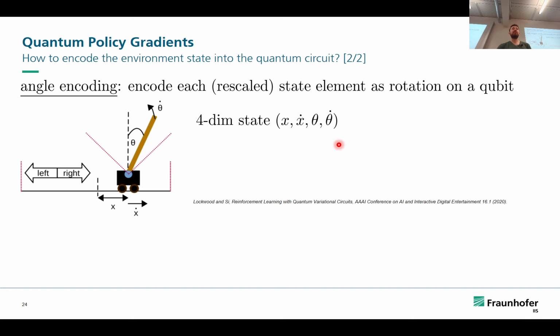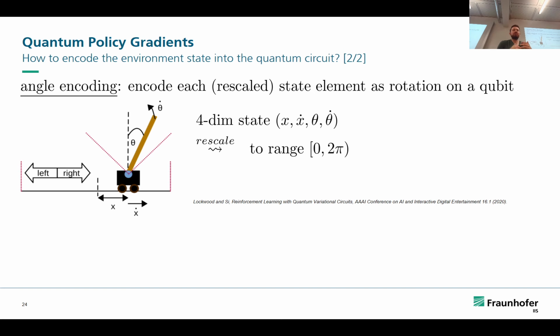So we again just start with our four-dimensional state, so position, the velocity, the angle of the pole, and its angular velocity. And then the first thing is we have to scale basically all the values to the range of 0 to pi. So we still have to do some renormalization there, but this usually can be done. And the reason for that is that we now want to use rotation gates to encode the individual states. And so you can also just imagine it on a typical circle. If we start basically here, we rotate by pi, and then we rotate by 2 pi, and we're at the starting point again. So basically a rotation by pi or a rotation by 3 pi produces the same state.